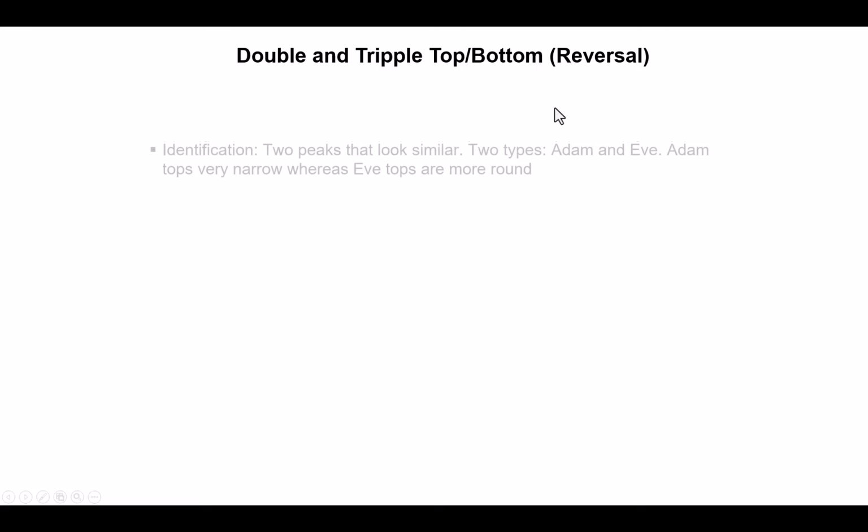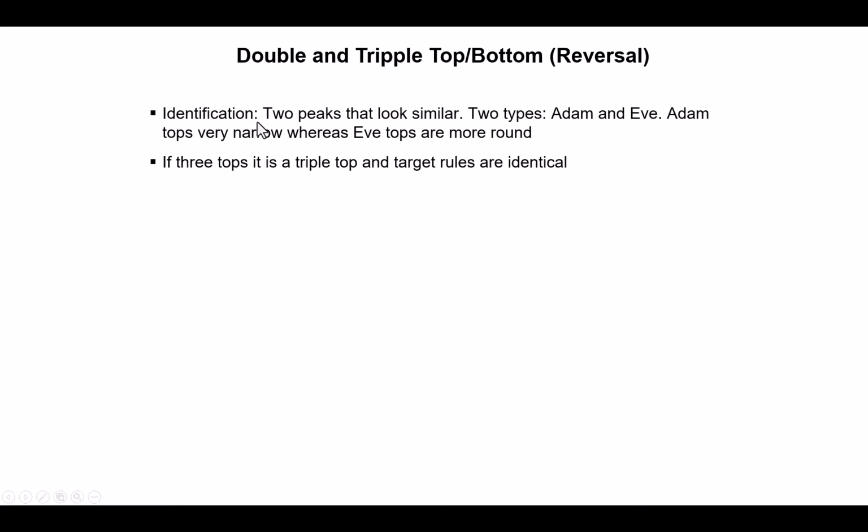So if we have the double top pattern, there are two peaks that often look similar. We have Adam and Eve tops. Adam tops are very narrow or pointy, and Eve tops are more rounded. Or if they are bottoms, same thing. However, we could sometimes see one Adam top and one Eve top. So it varies a little bit, but it's not that important really. If we see three tops or three bottoms, well, the rules are the same.